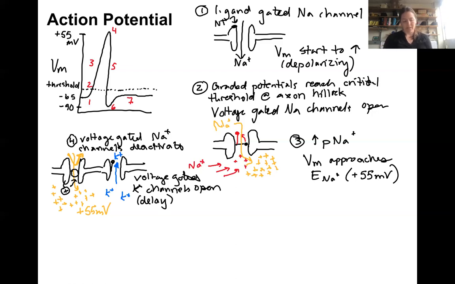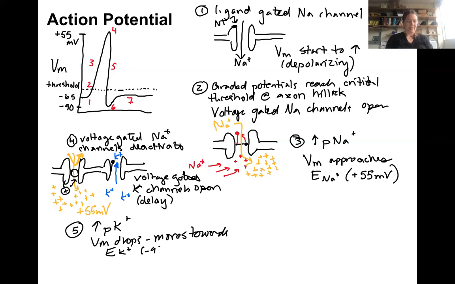And that's where we get to number 5. So we have really high permeability to potassium. VM drops and moves towards the equilibrium potential of potassium, which is negative 90 millivolts. And in fact, as the permeability for sodium closes, as the channels deactivate, and the permeability for potassium opens as all of those voltage gated potassium channels open, this leads to 6, which is a period of hyperpolarization.